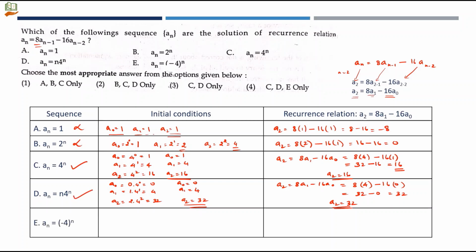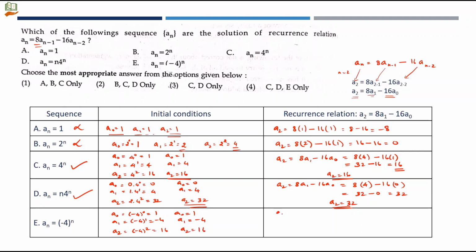Next we will check E. We have An is equal to minus 4 power n. A0 is equal to minus 4 power 0. This is 1. So A0 is 1. A1 is equal to minus 4 power 1, which is equal to minus 4. This is minus 4. What is A2? It is minus 4 power 2, which is equal to 16. Minus 4 into minus 4 is equal to plus 16. So A2 is equal to 16.